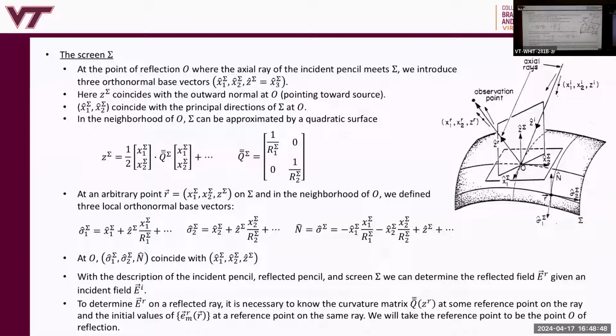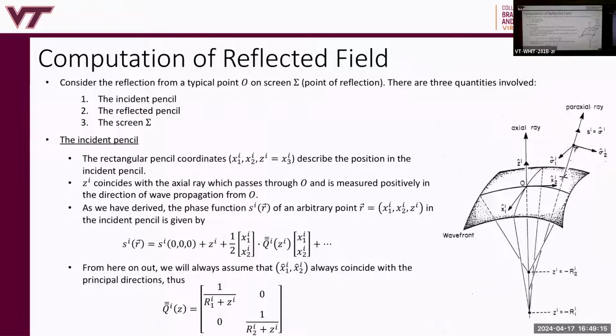All right. With the description of the incident pencil, reflected pencil, and the screen sigma, okay. So we have one coordinate system for the screen, the other one for the incident ray, and the other one for the observation point. Yeah, so let me back up real quick. All right, so here we have three entities to consider, right? The problem we're solving is some curved surface. That curved surface has an incident flux tube of rays, right? That incident pencil, and a reflected pencil, right?